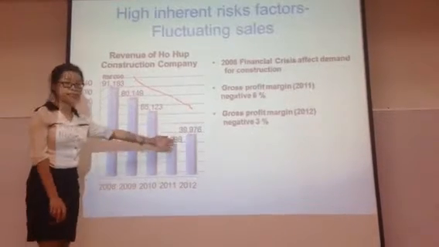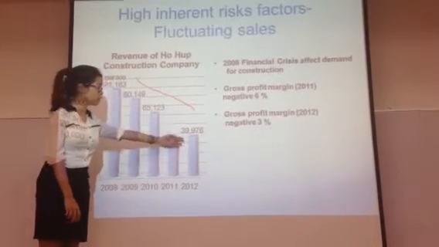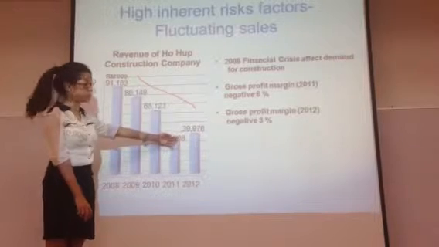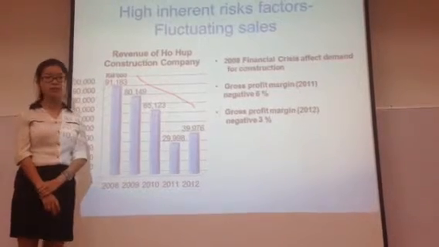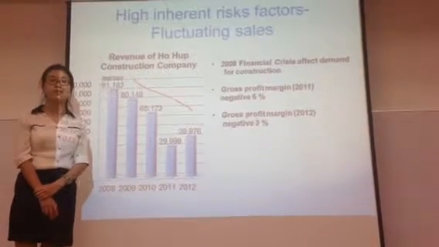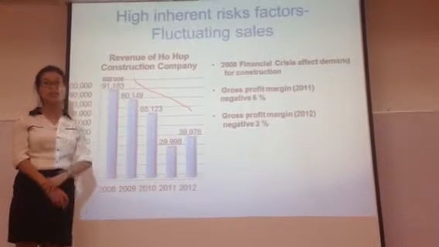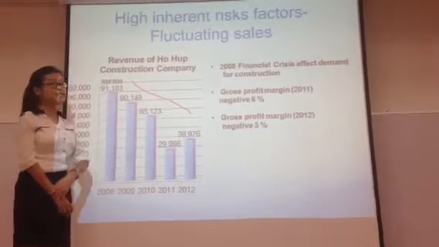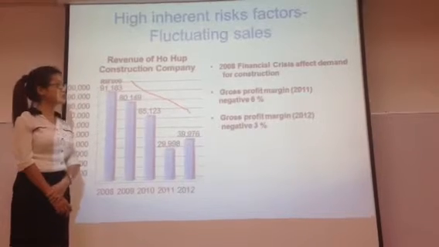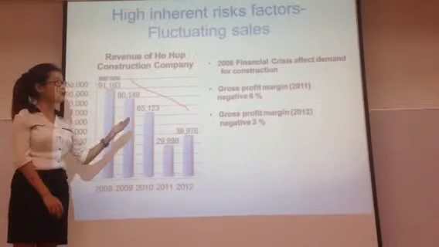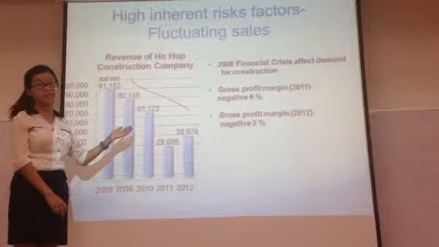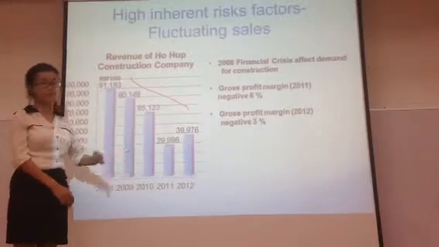And although there's a slight increase in 2012, a 10,000 increase of revenue, it is increased at the expense of cost of goods sold, which means that they increased the revenue and at the same time increased their cost of goods sold as well. This can be proven by the gross profit margin. Both years' gross profit margin is negative 6% and 3%.